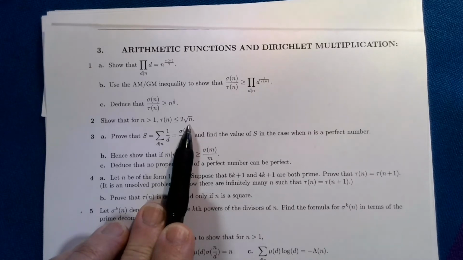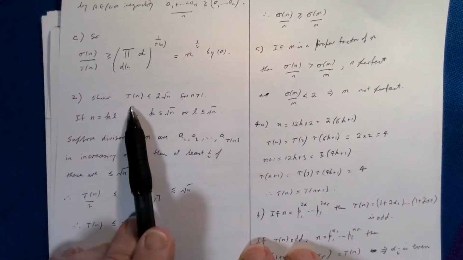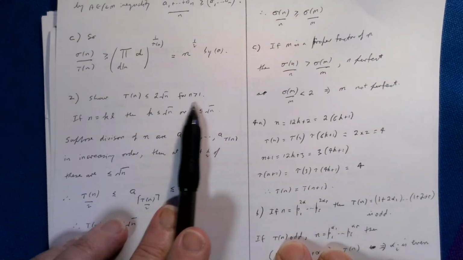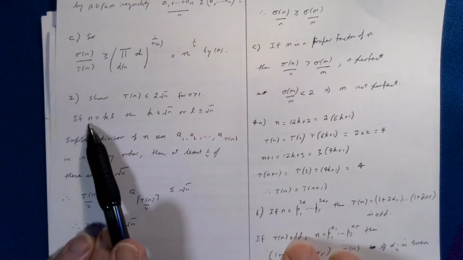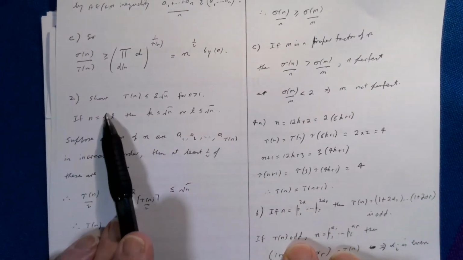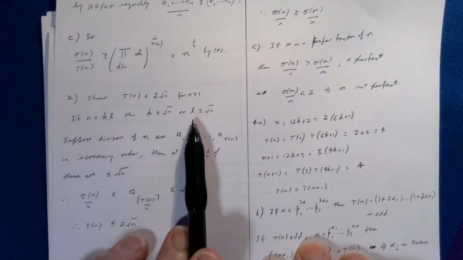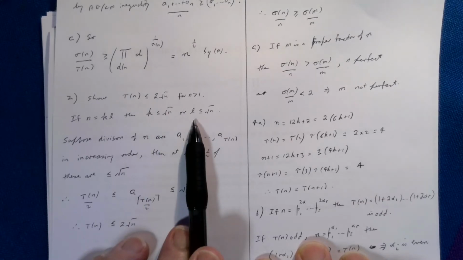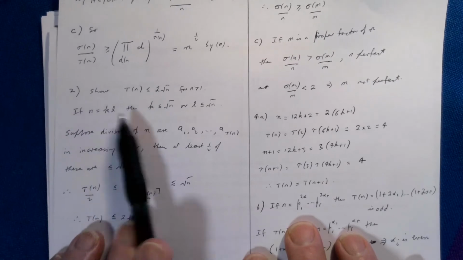So I'll do a quick proof of that one. I want to prove tor of n is less or equal to 2 root n for n bigger than 1. So if we take our n, if we can factorise it as k times l, then either k is less than root n or l is less or equal to root n. They can't both be bigger than root n, otherwise their product would be bigger than n, which is impossible. So we just observe that fact.